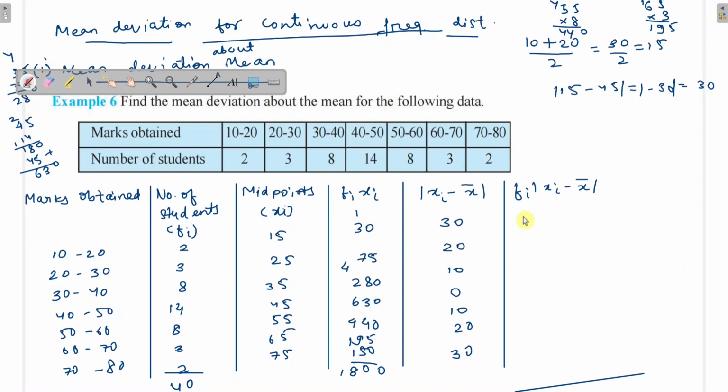Okay. Now, Fi product this modulus of xi minus x bar. So, 2 times 30 is 60, 3 times 20 is 60, then 8 times 10 is 80, 14 times 0 is 0, 8 times 10 is 80, then 3 times 20 is 60, 2 times 30 is 60.